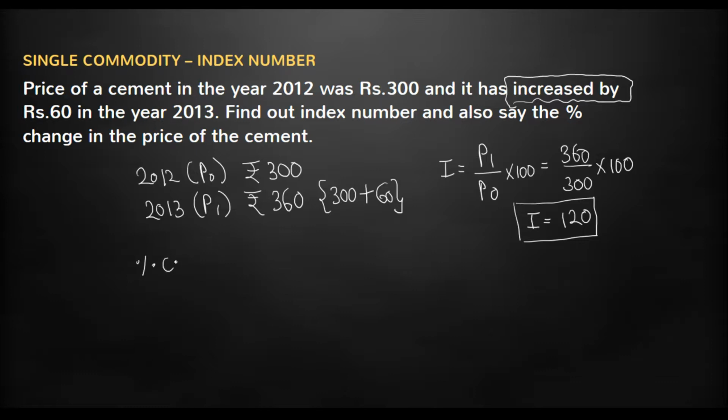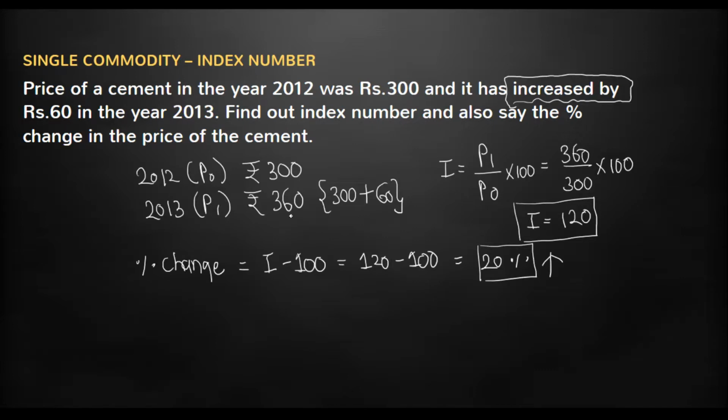Now to find out the percentage change, as we have seen in the previous question, percentage change will be index number minus 100. So here it will be 120 minus 100. So positive 20 says us that the price has increased by 20% in the year 2013 in comparison to 2012. So these are the simple questions of a single commodity, and the formula applicable is I is equal to P1 upon P0 into 100. Now let us start with some sums which have the detail of more than one commodity.